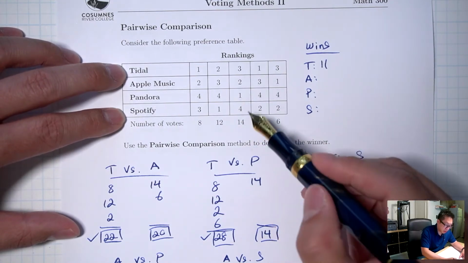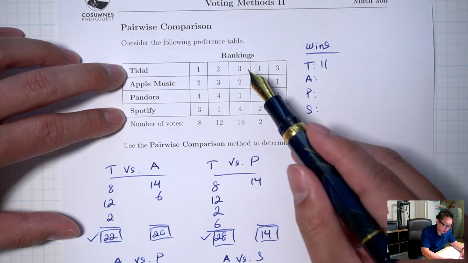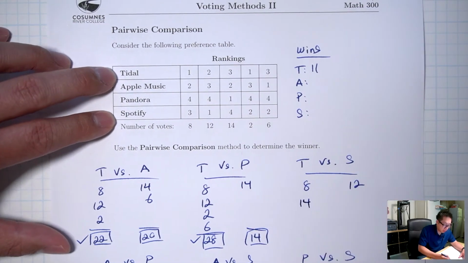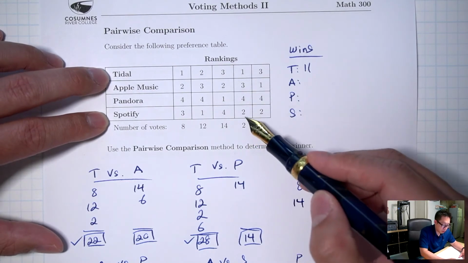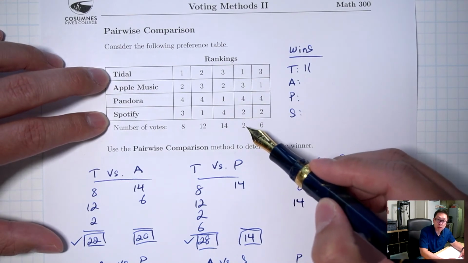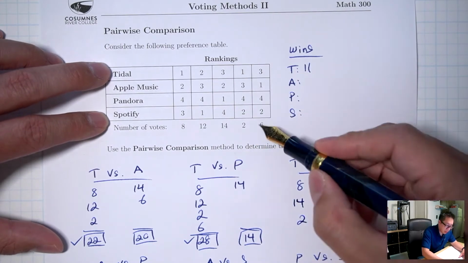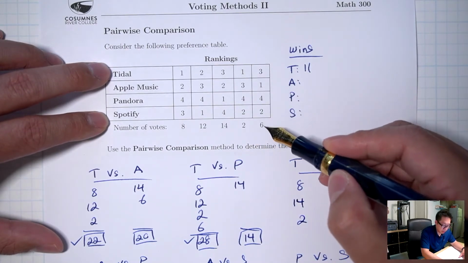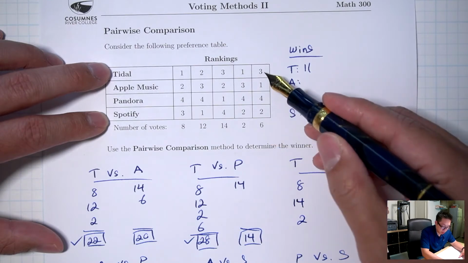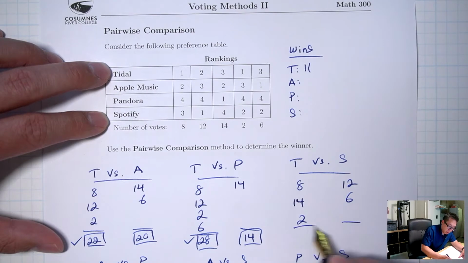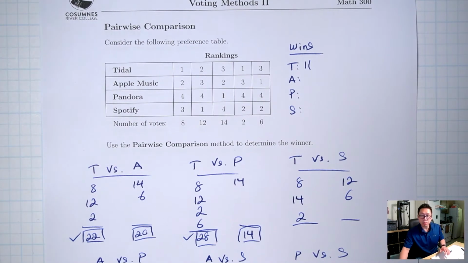14, this is 3 versus 4. 14 is going to go to Tidal, which is the 3. So that's going to be 14 for Tidal. 2, 1 versus 2. These 2 will go to Tidal. 6, this is 3 versus 2. These 6 will go for the lower rank, which is the 2, Spotify. And then we'll find a total. 8 plus 14 plus 2, it's 24.